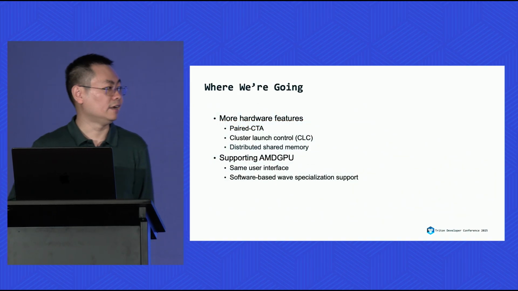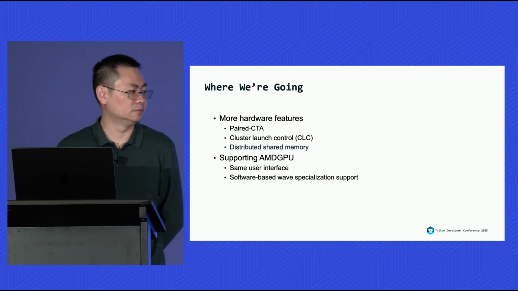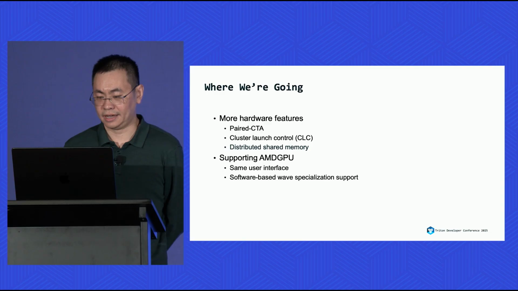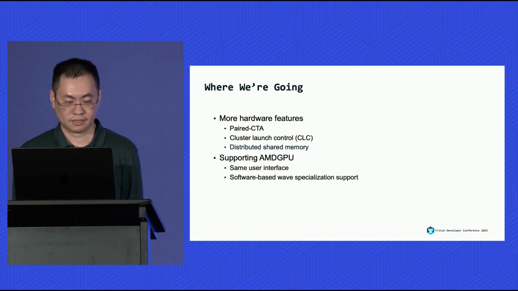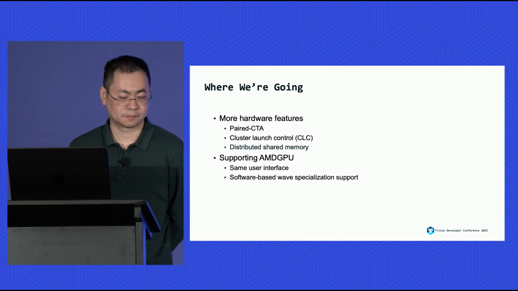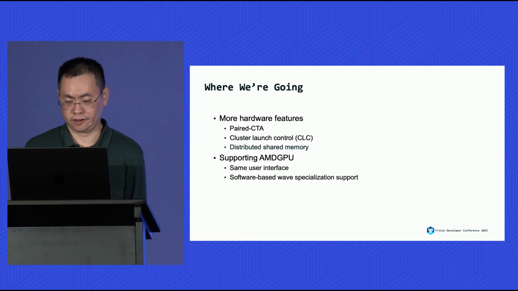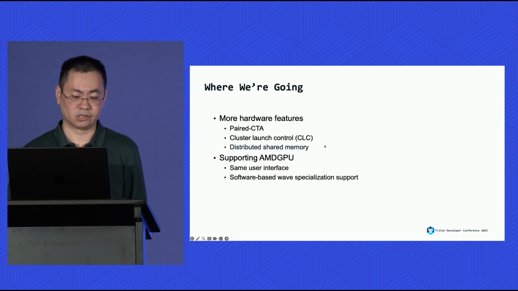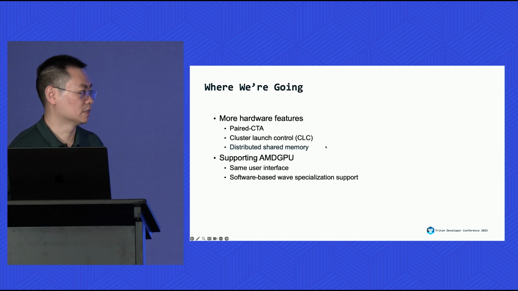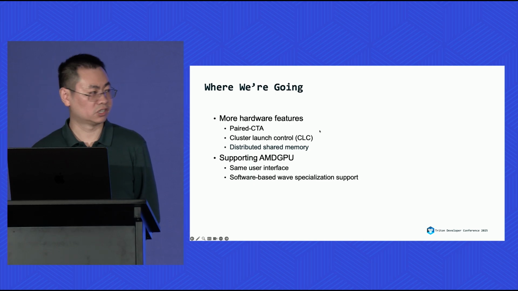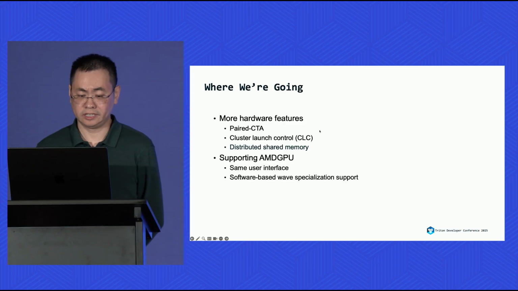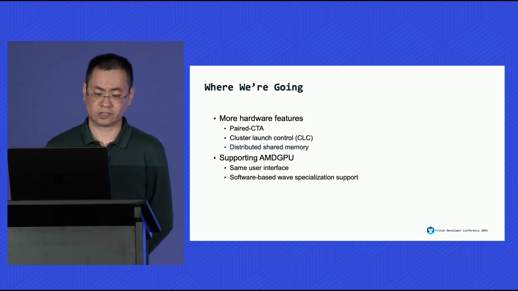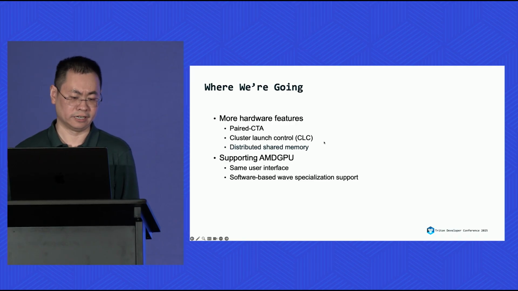So looking ahead, we are extending TLX in two major directions: exposing more hardware features and new platform support. For NVIDIA GPUs, especially for the Blackwell hardware, we are adding paired CTA and cluster launch control, and also distributed shared memory support. These help push the coordination between CTAs tighter. And yeah, we'll briefly talk about paired CTA and CLC later.